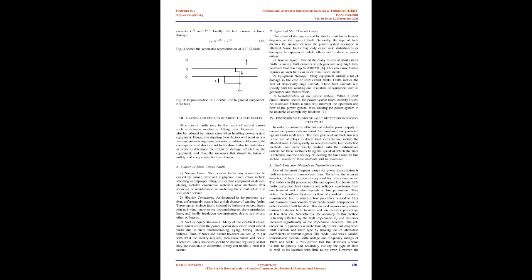7. Proposed methods of fault detection in recent literature. In order to ensure an efficient and reliable power supply to consumers, power systems should be maintained and protected against faults at all times. The most practiced method currently is the use of relays to detect fault currents and isolate the affected zone. Consequently, in recent research, fault detection methods have been widely studied with the performance criteria for these methods being the speed at which the fault is detected, and the accuracy of locating the fault zone. In this section, several of these methods will be examined.